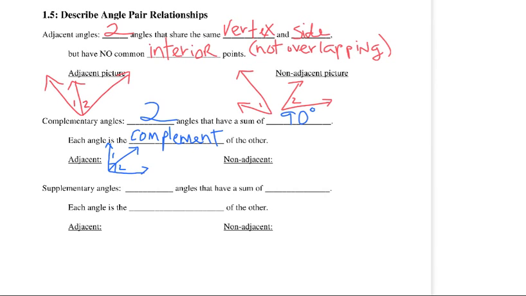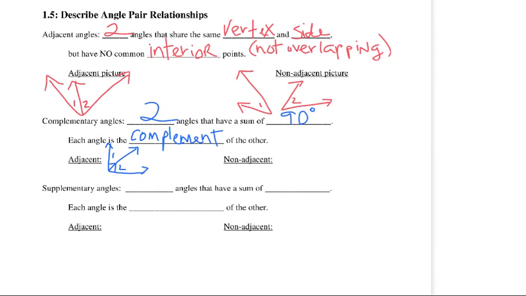And if you notice in my picture, there's this little box right here, and that shows that it's 90 degrees. And then I just divided it up. It doesn't matter where your ray is in the center. And then 1 and 2 would be my two complementary angles. So 1 is the complement of 2 because they would add up to be 90 degrees together.